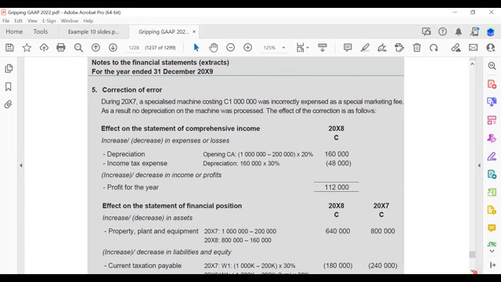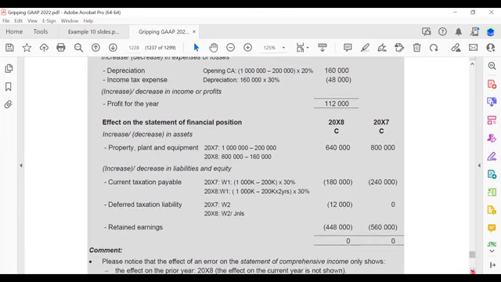Okay. And then further down, if we look at the effect on the statement of financial position, increase, decrease in assets is different signage to the increase, decrease in liabilities and equity. I illustrated this on the board for you on Tuesday with the ledger accounts and the signage. This is something you are going to have to learn. And lastly, I want you to look at the bottom of your effect on the statement of financial position. You've got 0. So all your adjustments, 180, the 640, minus the 12, minus the 448, should get you down to a value of 0.